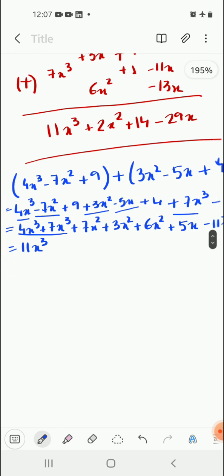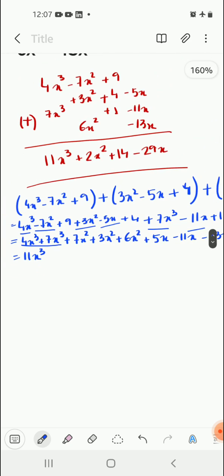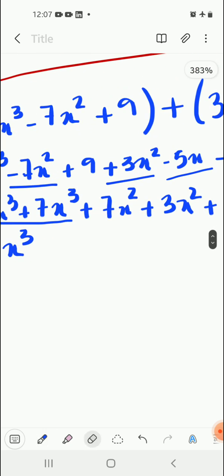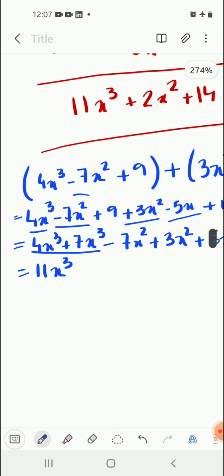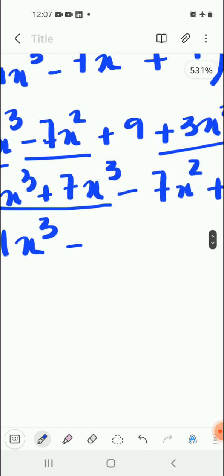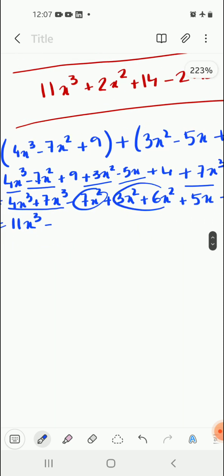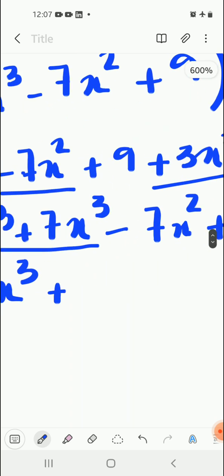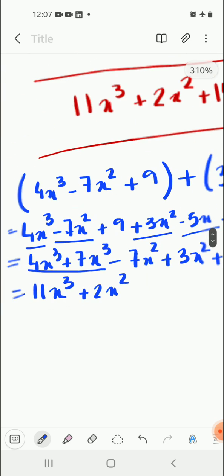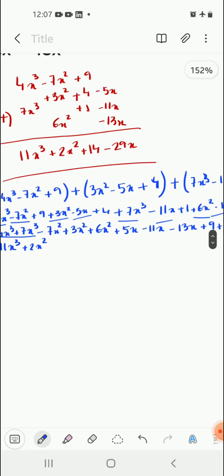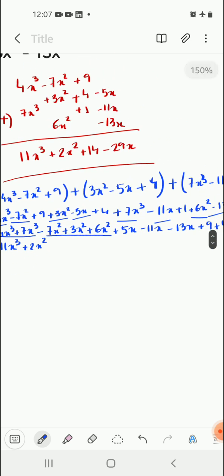Next, x squares. So we have got 7 plus 3. Over here it will be minus sign. See, there was minus 7x squared over here. So it becomes minus 7, and here it is 6 plus 3, 9. So 9 minus 7, it becomes plus 2. So we're going to write plus 2x squared. Once this is done, we are going to move to the next one. These are all done, x squares.